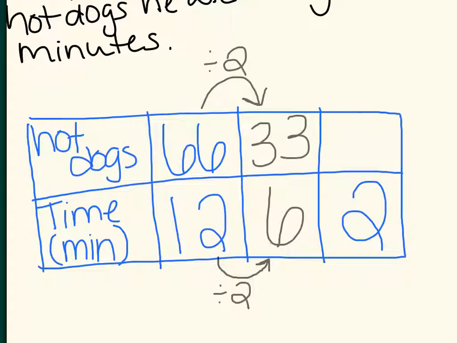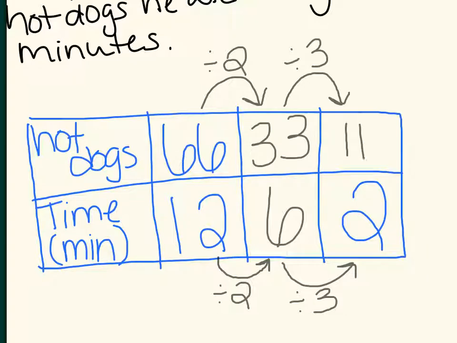So in 6 minutes, he eats 33 hot dogs. But that's not enough, because remember, the question wants us to find how many hot dogs he would eat at a constant rate within every 2 minutes. So now I need to somehow get from 6 to 2. What can I do to get from 6 to 2? If your answer is divide by 3, you are again correct. 6 divided by 3 is 2, so that checks out. So now we must do 33 divided by 3, and our answer is 11.